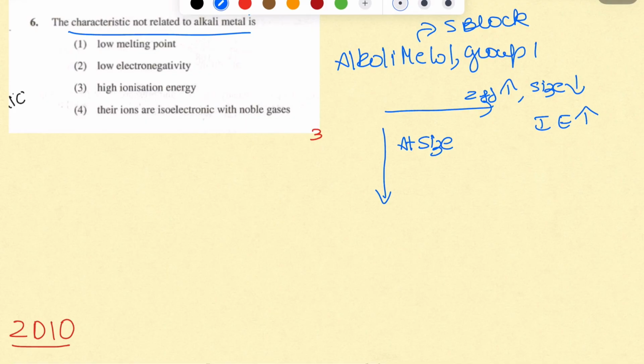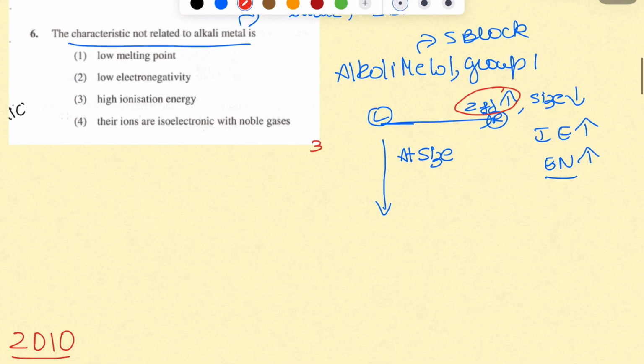Ionization energy increases. Where? If you move from left to right of the periodic table. Also, electronegativity increases. What is electronegativity? Tendency to attract electron. Why does electronegativity increase? Because Z effective increases. And if the size decreases, that means from left to right we need more energy to melt, so melting point also increases from left to right when we move along the period. So keeping all these characteristics, let's see what we have in alkali metal.